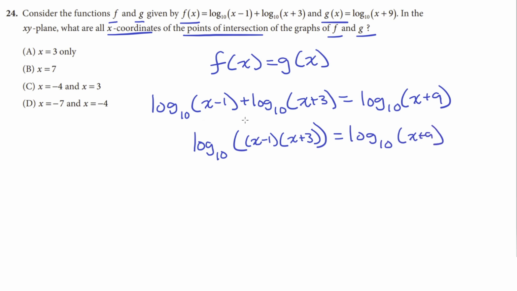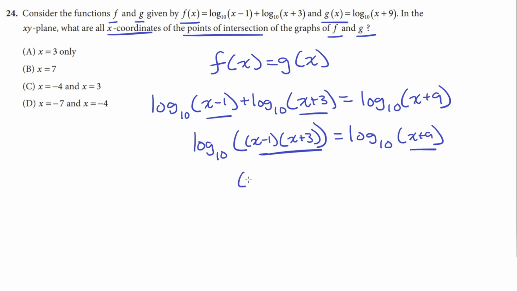This is just a log rule, where if you add two logs, it's the same thing as taking the log of the multiplication of the two arguments. So now we have log base 10 of something and log base 10 of something, so we can simplify this down to setting the arguments equal to each other. Because when the arguments are equal, the equation is equal, since all we're doing is taking the same log of each.